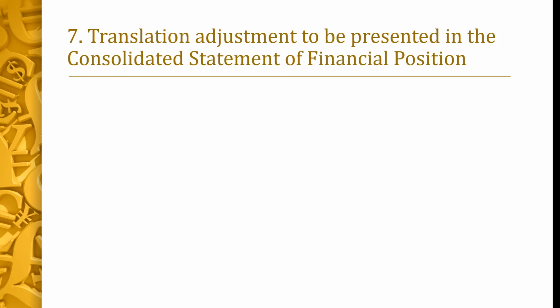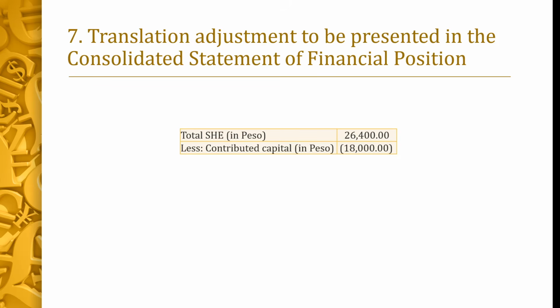Oh, last requirement for the first set. Translation adjustment to be presented in the consolidated balance sheet. So sabi ko nga, it is just within the shareholders' equity portion. Total SHE in peso, 26,400, less the translated balance of contributed capital and retained earnings. Okay, magkano difference?